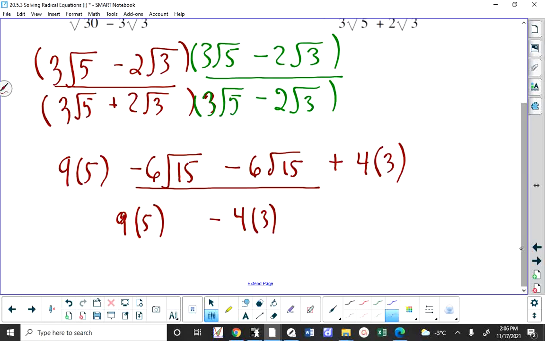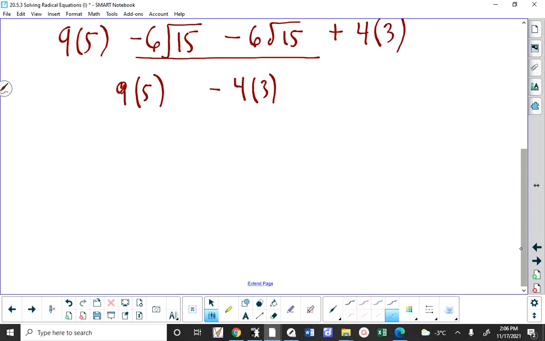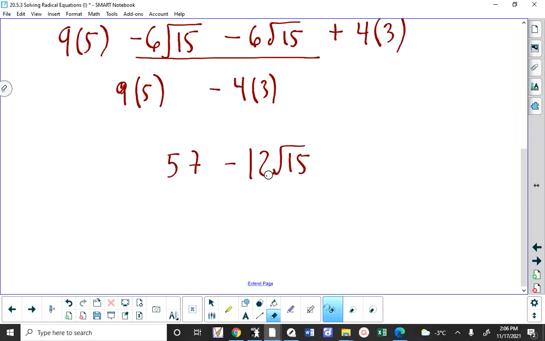So what do we get? On the top, we have 45 plus 12, 57. We have 57 minus 12 root 15. Just making a little mental note to myself that root 15 is not simplifiable. I mean, at some point I'm going to have to address that anyway. I'm going to have to ask myself if I can break 15 up into a perfect square. On the bottom, I have 45 minus 12.